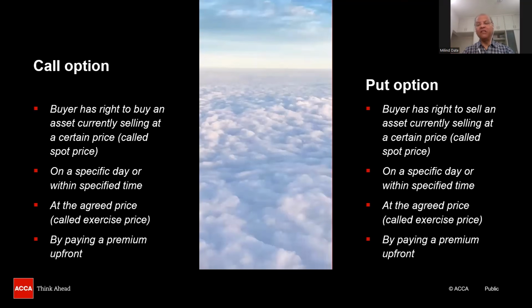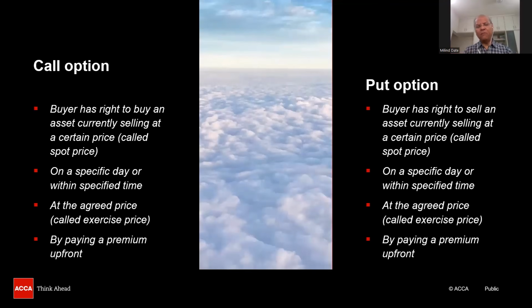Similarly, for a put option, the concept of spot and exercise is the same, but instead of the right to buy, here the buyer of the contract gets a right to sell a certain asset. So if this option is agreed to be settled on a specific date, it's called a European style option. It's a convention. There is no legal definition, but it's just a convention.